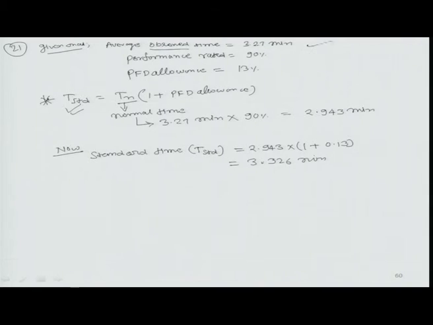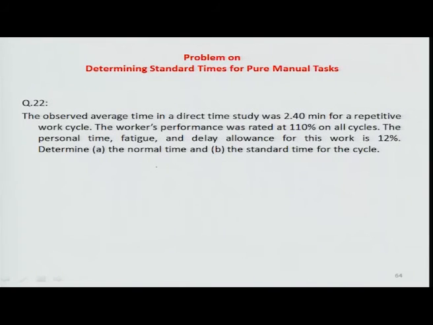Everything was given: process time was given, performance rated by the analyst was 90%, PFD allowance was 13%. So what we did, first we calculated normal time, then using that normal time we finally calculated standard time. Now we're moving on to the next problem, and this problem is based on the standard time for a pure manual task. Okay.